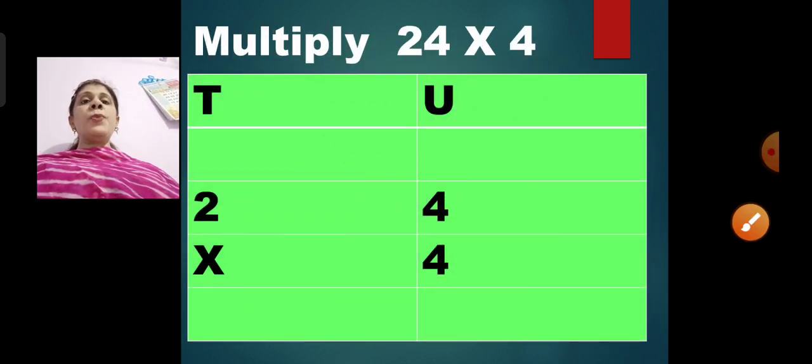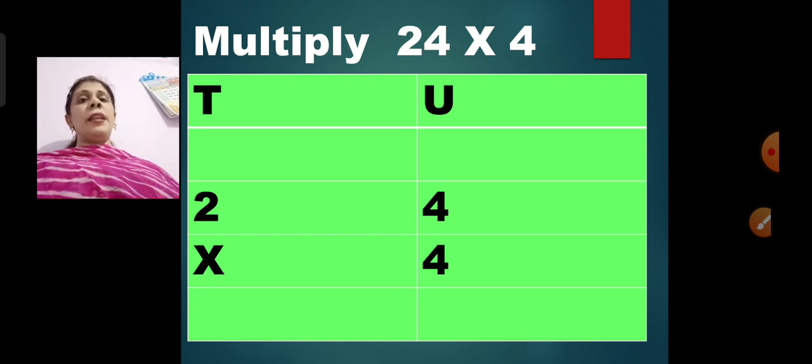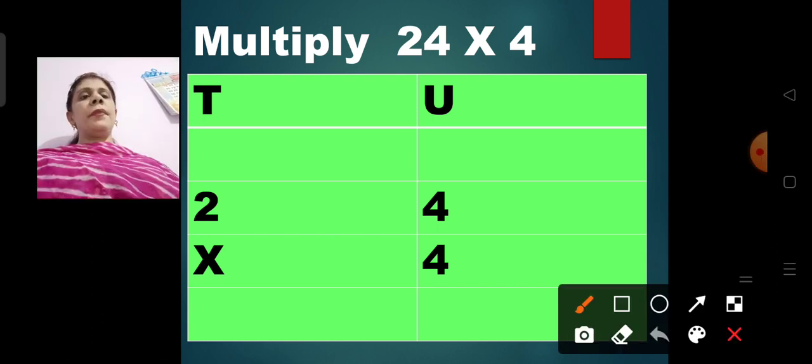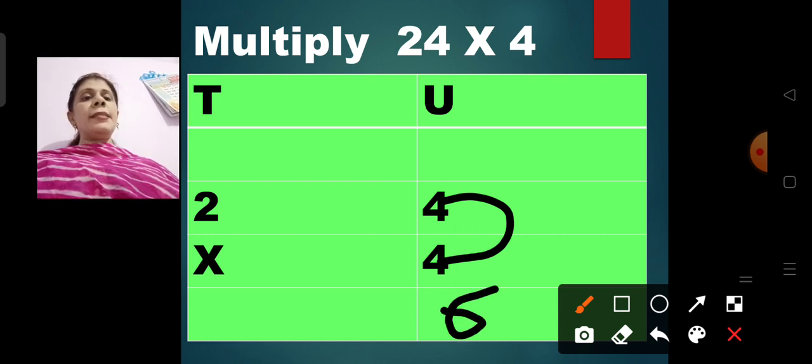Now multiply 24 by 4. What is our question? 24 multiplied by 4. Let us start multiplying. The numbers are arranged according to their place value, that is tens and units. 4 4s are 4 1s are 4, 4 2s are 8, 4 3s are 12, 4 4s are 16. So for 16 I will write 6 here and 1 I will carry over.